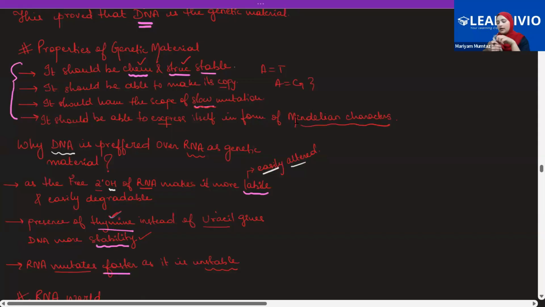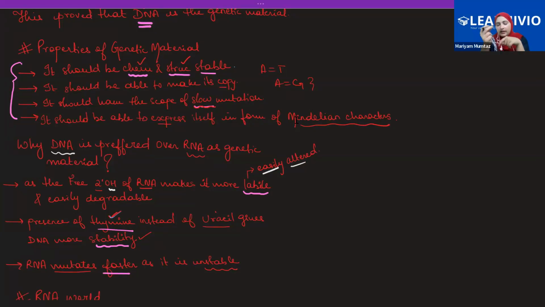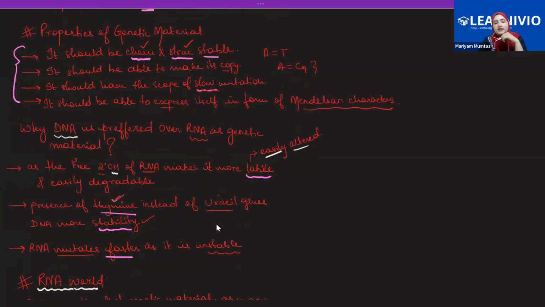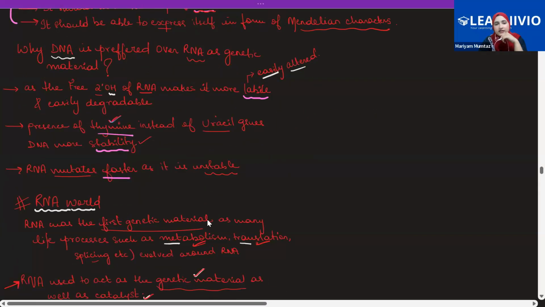And we saw how DNA is better than RNA because of several other properties, and how RNA is labile depending upon the free 2' OH group that it has, right? Which is not present in DNA, and that gives DNA the extra stability. Other than that, the presence of thymine also confers DNA the extra stability.